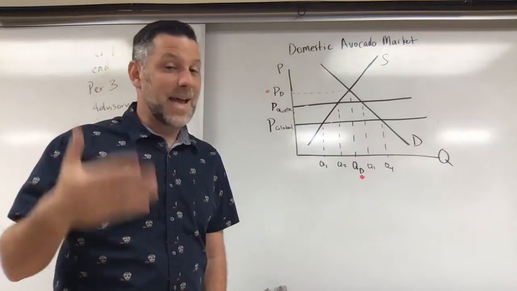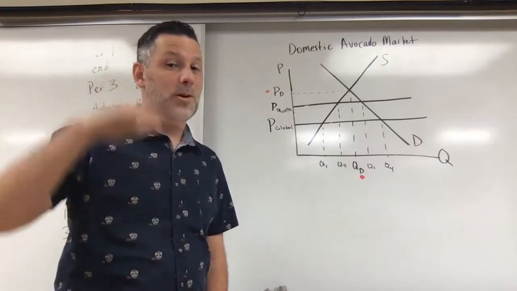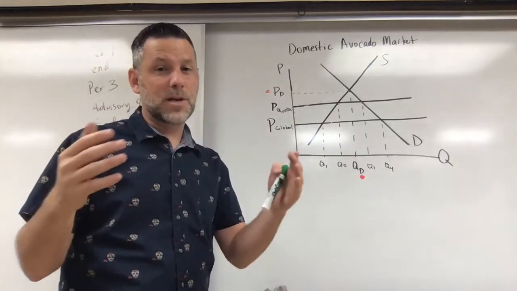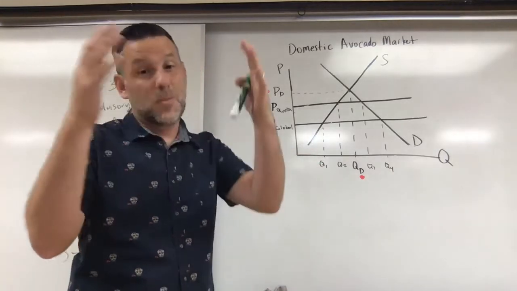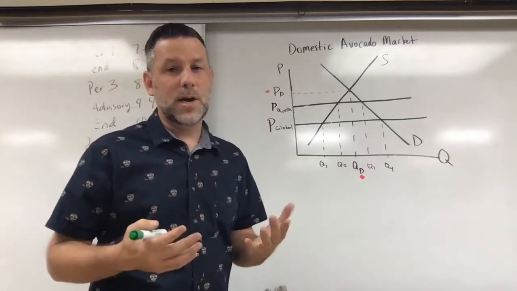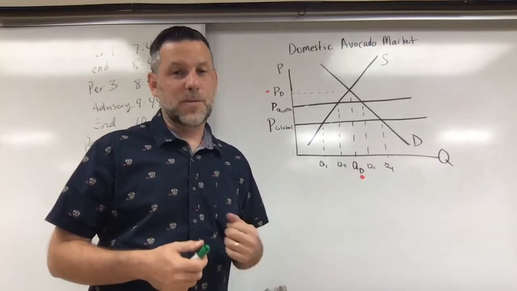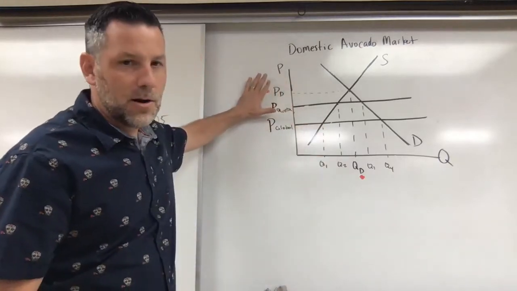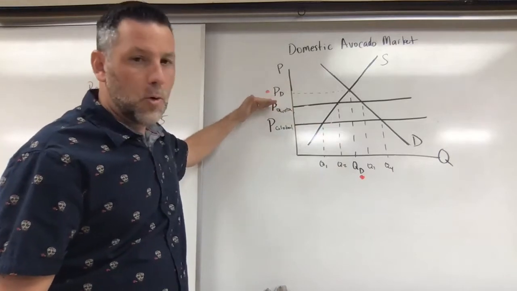A tariff is a tax on things from other countries to make them more expensive. A quota is a limit on the quantity of things from another country to make fewer of them available, making them more expensive. So in both cases, the quota or the tariff makes goods from other countries more expensive. On our graph right here, you see these two horizontal lines.